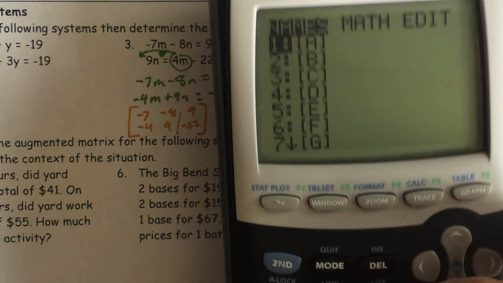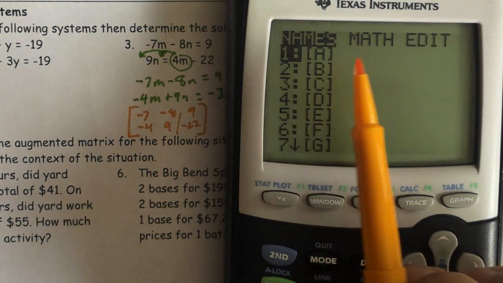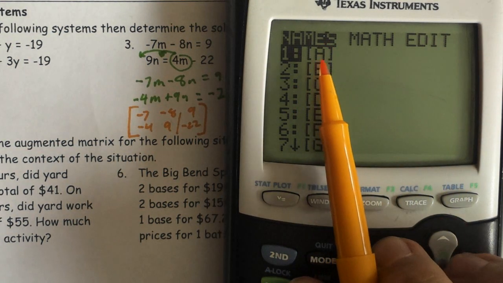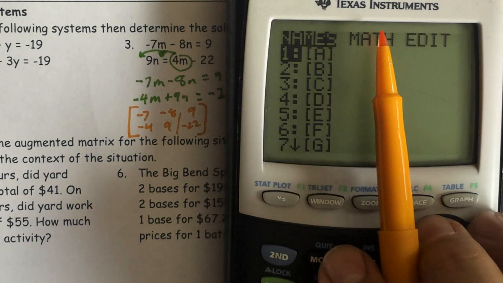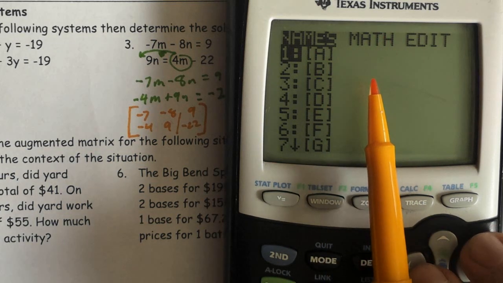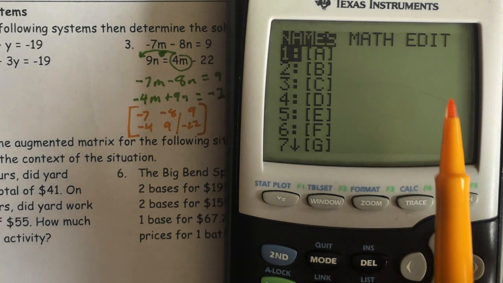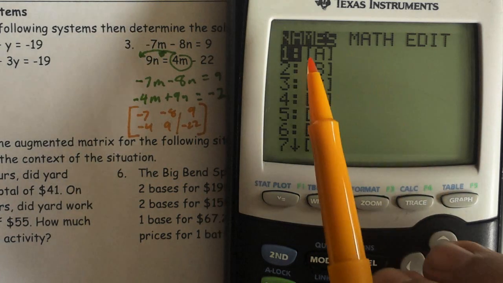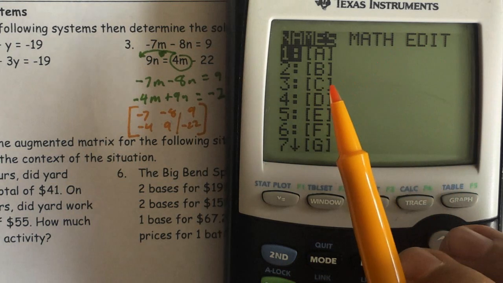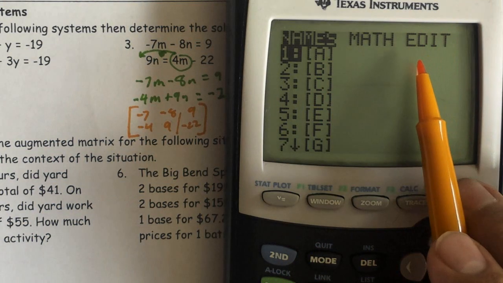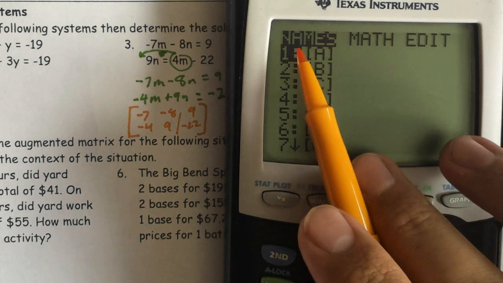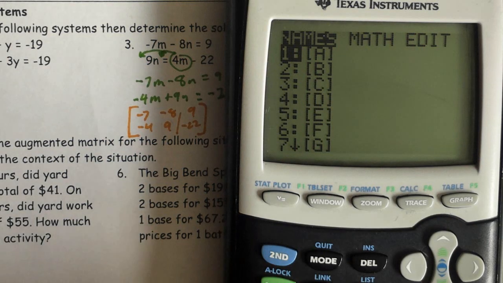When I go up to matrix, there are 3 different headings under here. There are the names, simply the names of our matrix. Math, that's the math we can do with our matrices. And then edits, where we actually put stuff into our matrix to work with it. We are going to use all of these, and we're going to use this order. We're going to put them in edit, then we're going to use math, and then we're going to use a name to specify which one we're going to do math on.